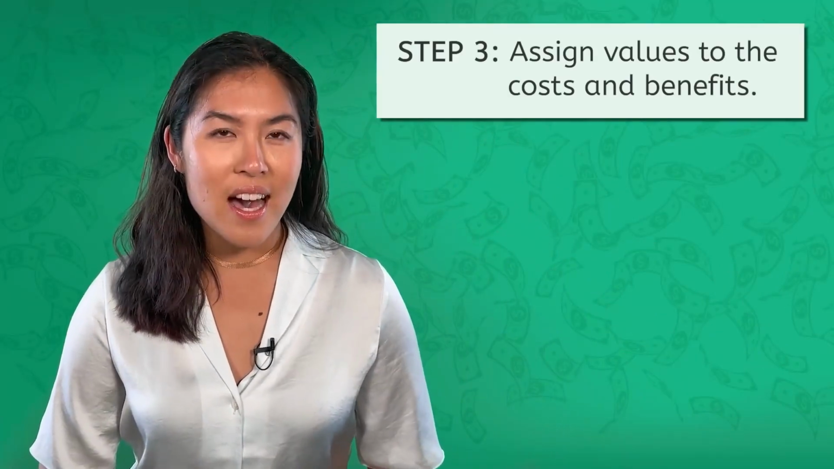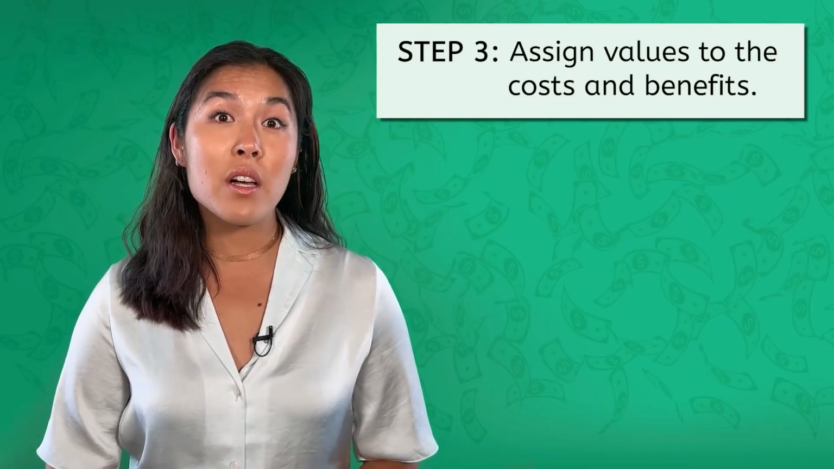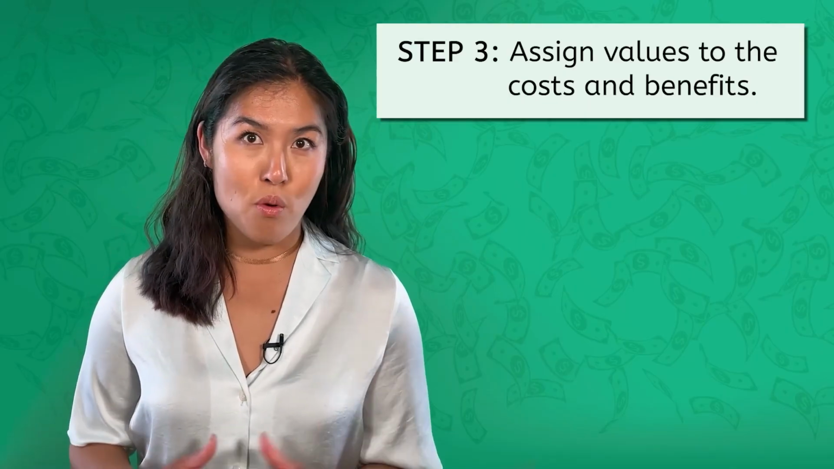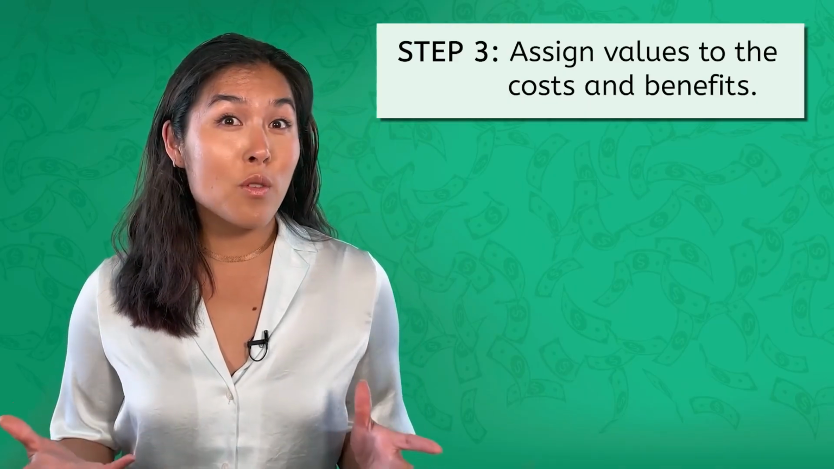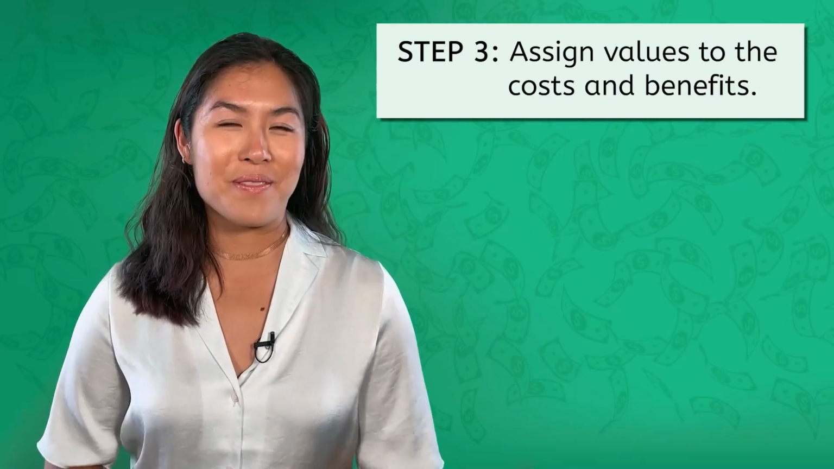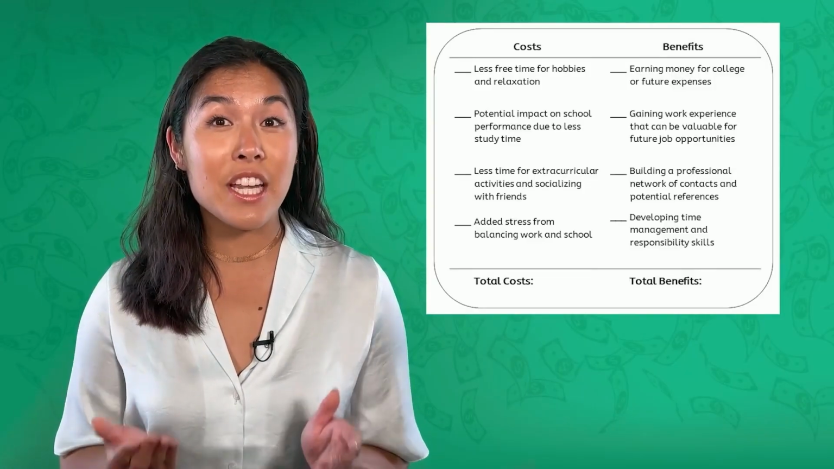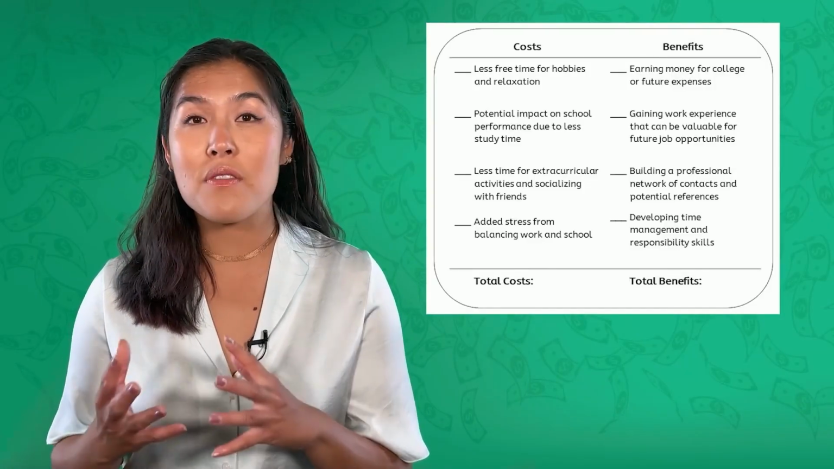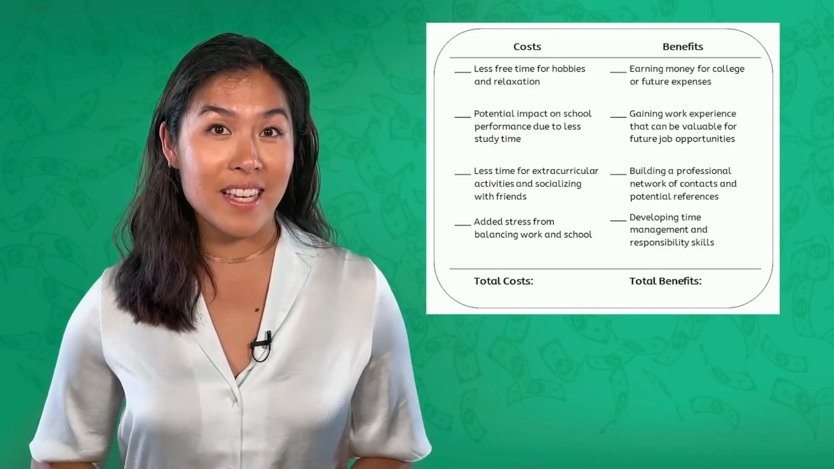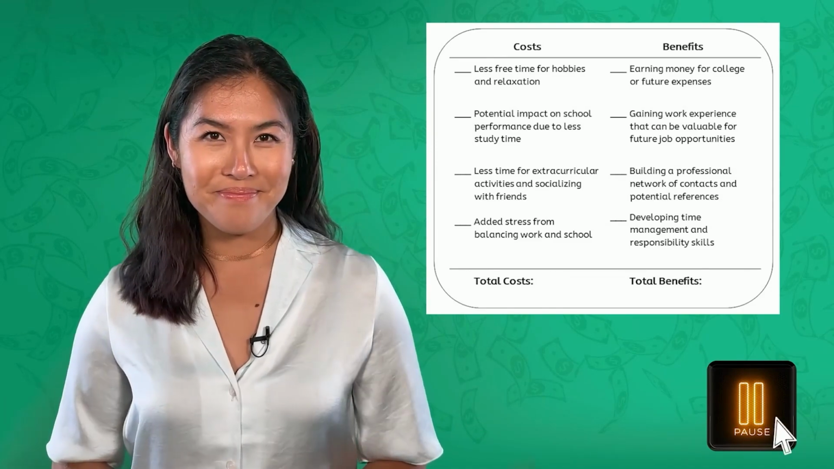Step 3. Assign values to the costs and benefits. For this step, you can use a scale from 1 to 10, with 1 being low importance and 10 being high importance. Note that you can use whatever rating scale you want, generally speaking. This is just an easy one to try. Now, take a minute to go through all the costs and benefits listed in your PDF. Go ahead and put a value on each one based on how much it matters to you personally. Pause the video for a moment and come back when you're all set.